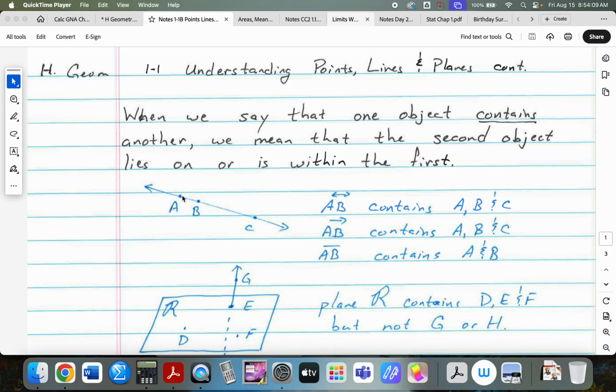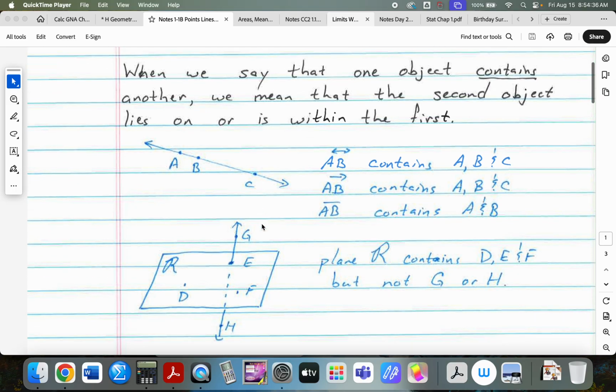Ray AB contains A, B, and C because that ray, remember that arrow is to remind us that the ray continues going, starting at A, going through B, and continuing. And then segment AB only contains A and B. Now, it also contains a whole bunch of other points in between them that we haven't named, but it doesn't contain C.